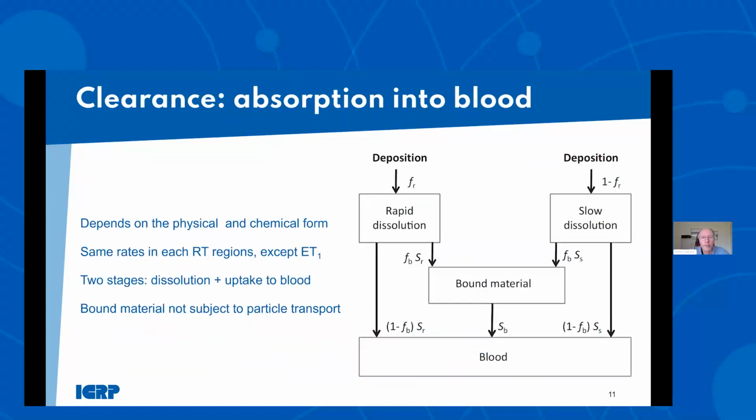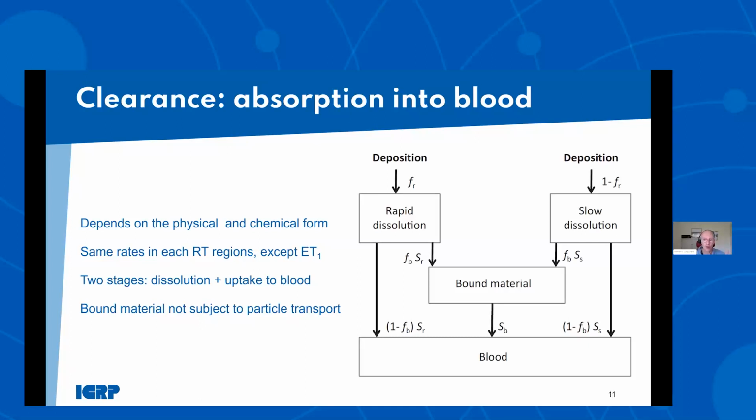So moving to absorption, which is the second clearance mechanism, competing with the particle transport. We already said that absorption applies to all regions except the nasal passages. It is treated as a 2-stage process: first the dissolution of the deposited material, and then the uptake of the dissociated material or radionuclide. So it's a time-dependent process. A simple way to represent it is with this compartmental model on the right.